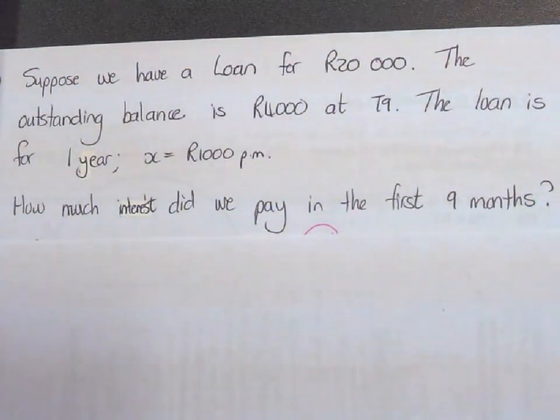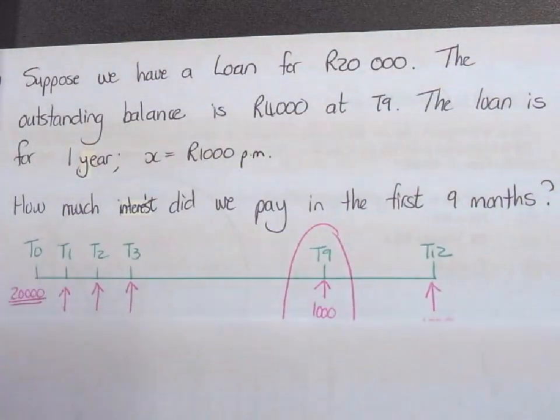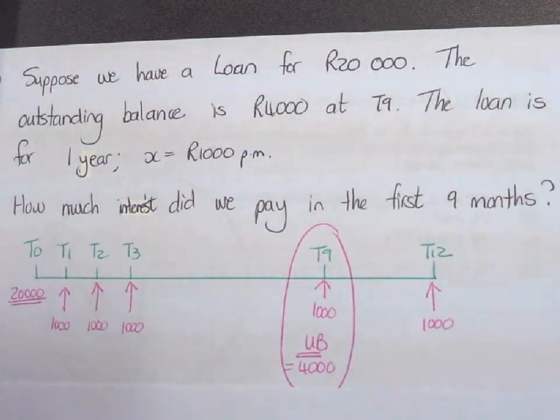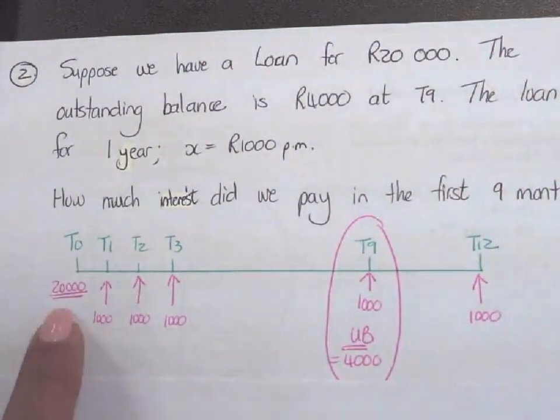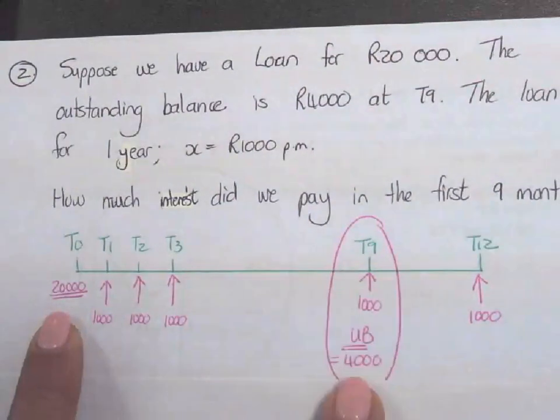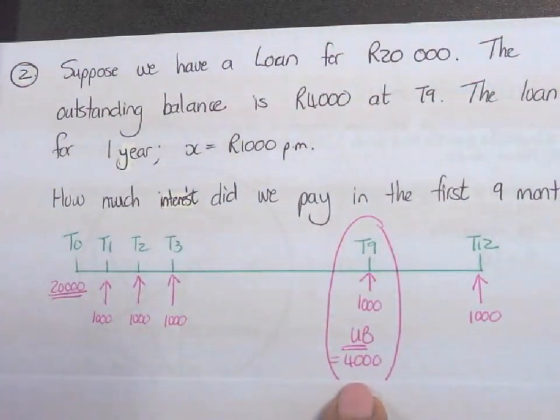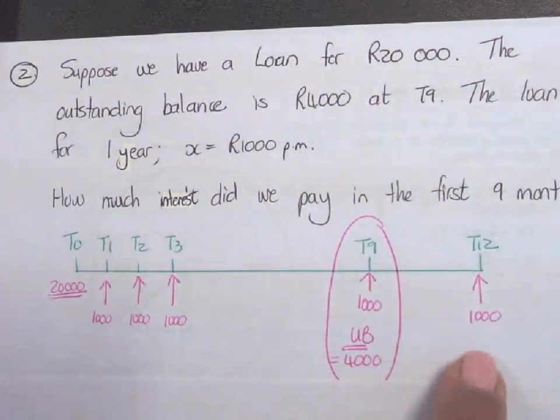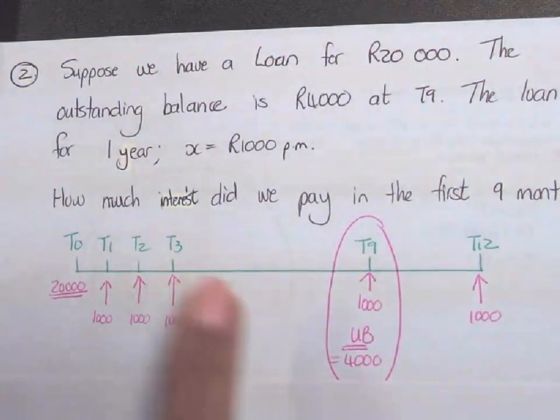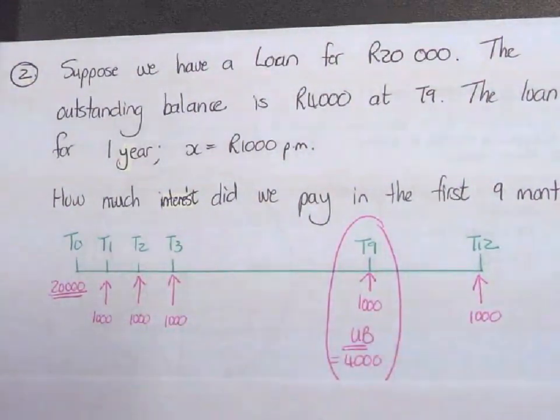Suppose we have a loan of 20,000. The outstanding balance at time 9 is 4,000. So, the loan was 20,000 at time 0. At time 9, the outstanding balance is 4,000. So here, I still owe 4,000 rand for the year. And I deposit 1,000 rand every month. So that's my X. Quickly draw that timeline.